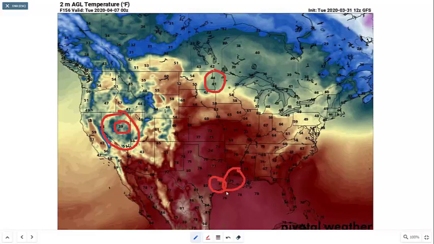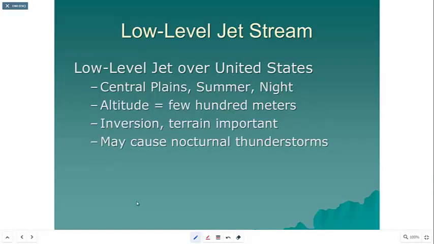And again, these temperatures are for 7 p.m., so a bit beyond peak heating. Okay, so the other jet stream that we need to talk about is the low-level jet stream.